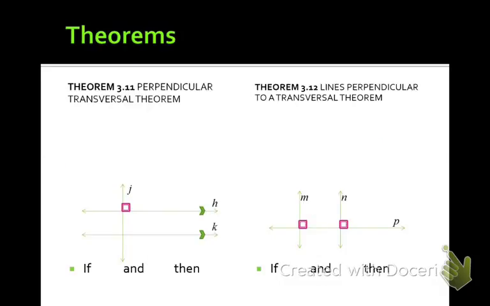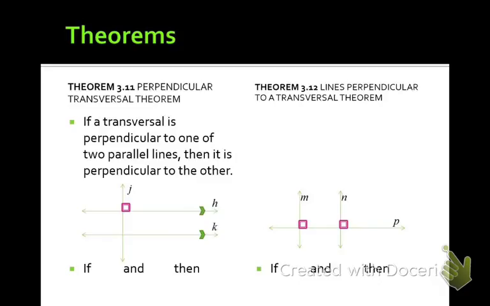All right, going back to what we're talking about in this chapter, parallel lines and transversals. Theorem 3.11, the perpendicular transversal theorem, says that if a transversal is perpendicular to one of two parallel lines, then it's perpendicular to the other. In other words, if lines H and K are parallel, and J is perpendicular to one of them, then we can automatically conclude that J is going to be perpendicular to the other one. So J is going to be perpendicular to K.